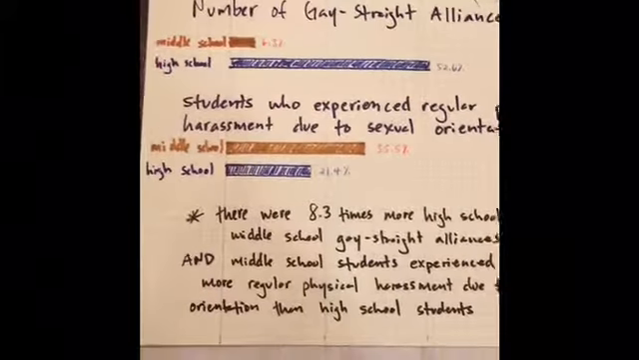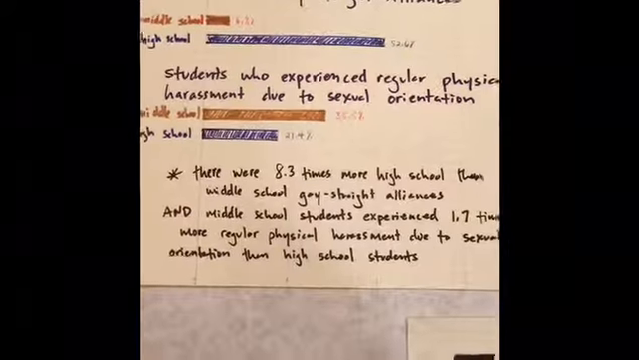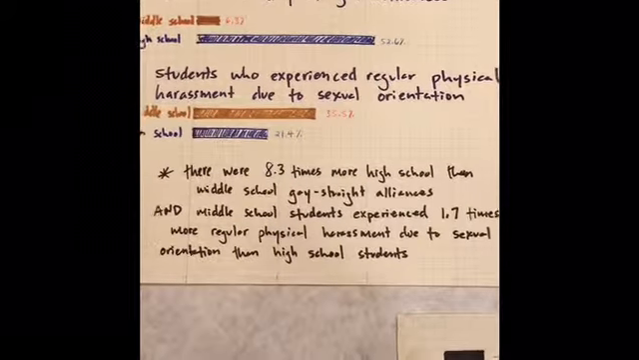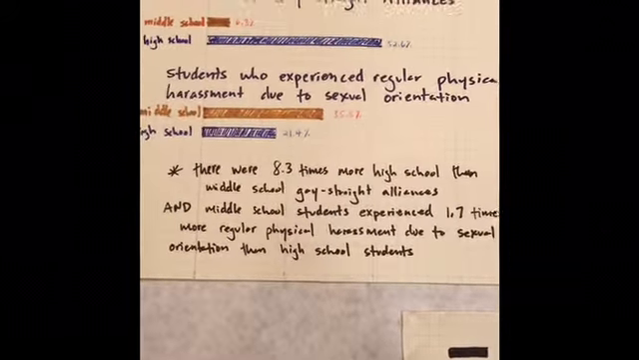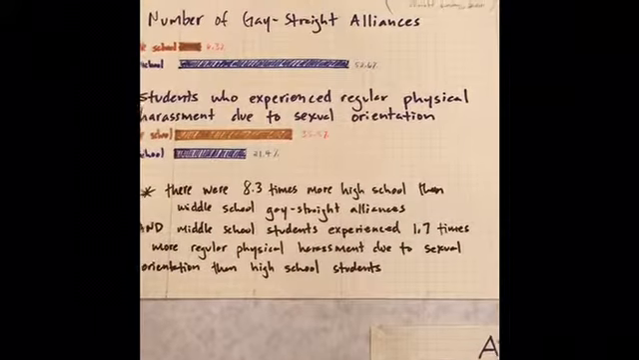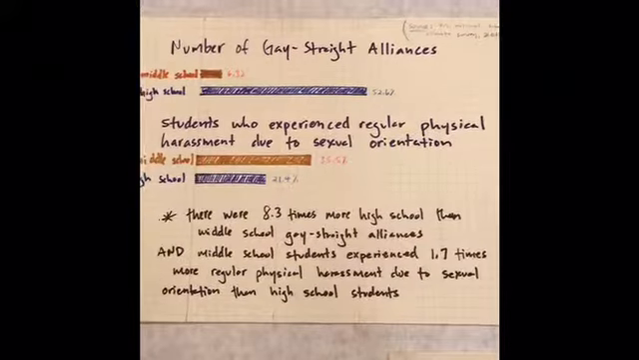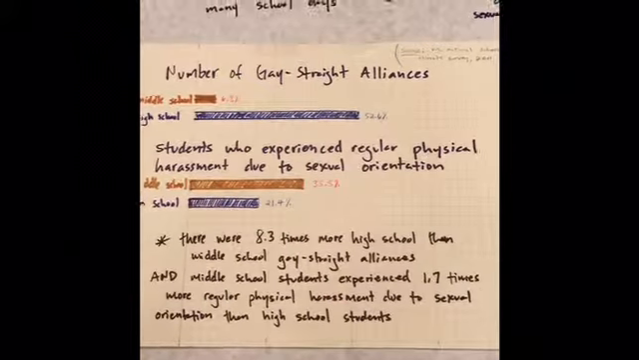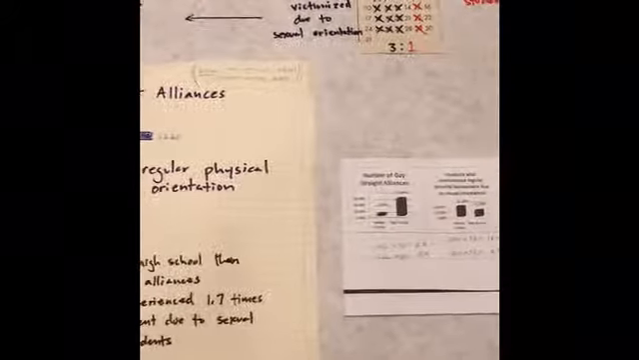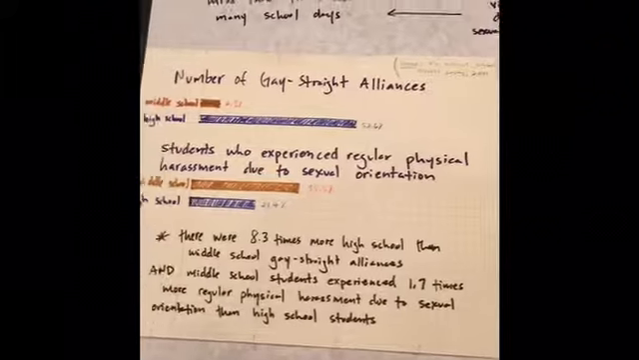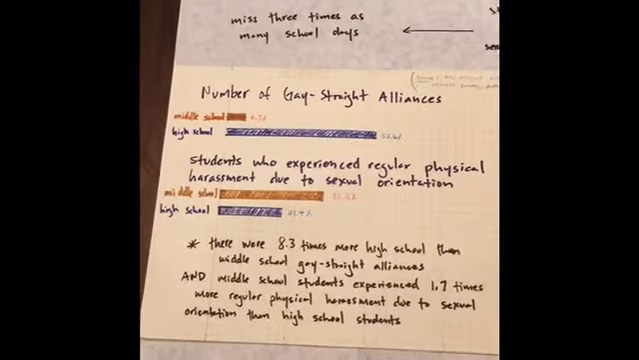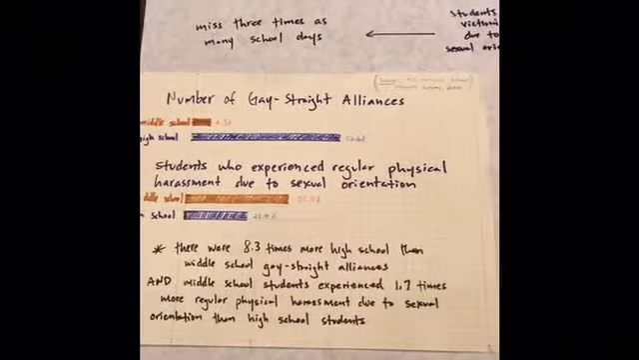And the main takeaway from this was that there were 8.3 times more high school than middle school gay-straight alliances, and middle school students experienced 1.7 times more regular physical harassment due to sexual orientation than high school students. So that seems to say that we should be having this conversation earlier in middle schools in order to protect and support our queer students.